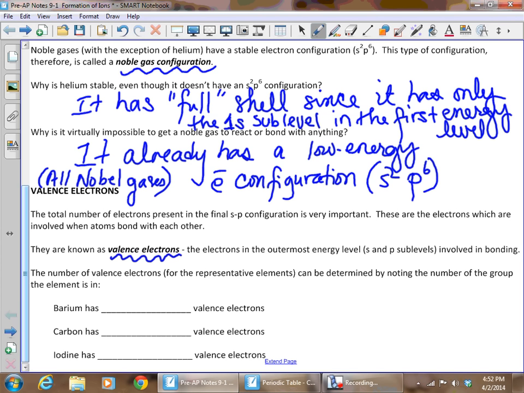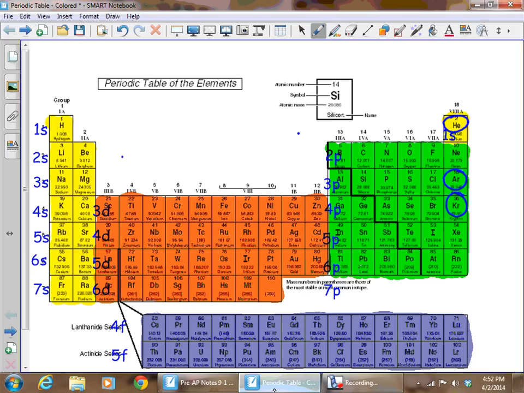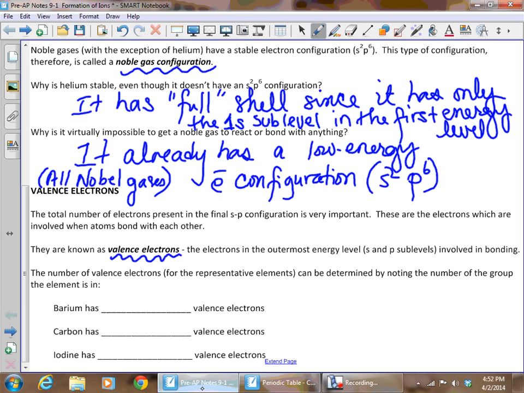It's pretty easy to tell. It's actually really easy to tell if you look at the periodic table. Take barium, that first example, for instance. Barium is right here on the periodic table. And barium, if you notice, is in group 2A. Now, what that means is that the Roman numeral tells us that barium has 2 valence electrons.